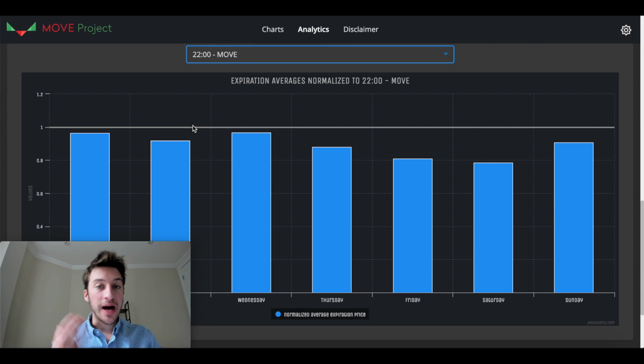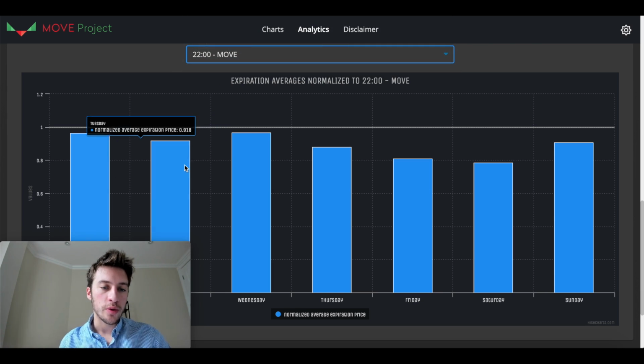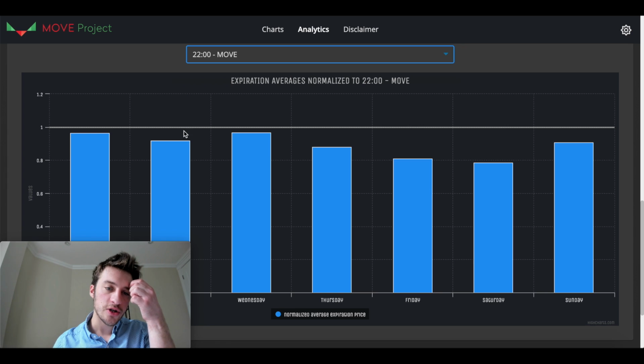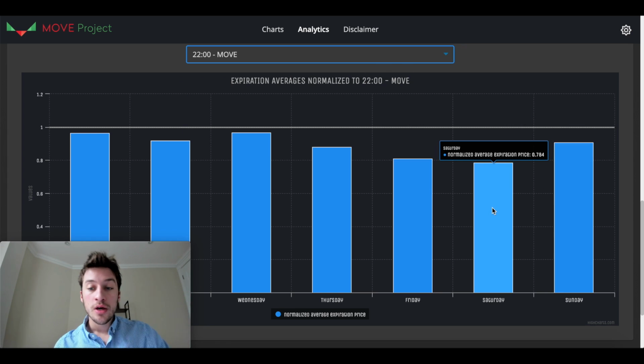Remember, when we buy MOVE contracts, we want this number to be as high as possible. When we short, we want this normalization number to be as low as possible. To reiterate what I mean by that, 22 o'clock, which is 2 hours before expiration, if you were to short this every single, let's say, Saturday, historically what this is telling you is if you short this at 100 at 22 o'clock UTC, on average, it expires to a price of 78.4 USD, okay?